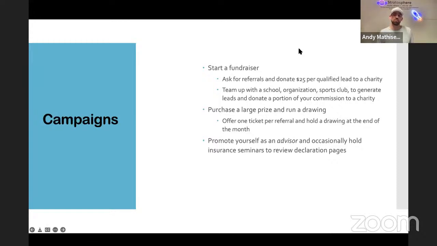Start some sort of a fundraiser. I always like to do this where you're asking for referrals and you're donating $25 per qualified lead to a charity. So you're basically saying, hey, I'm collecting money, and as part of me collecting money for this cause, I do this service as well. And hey, if you do get a quote with me, I'm going to donate $25 to that same fund, that same charity that I'm building that campaign for.